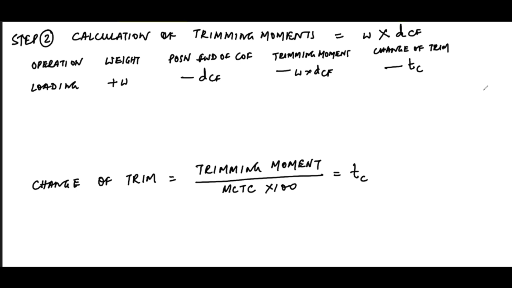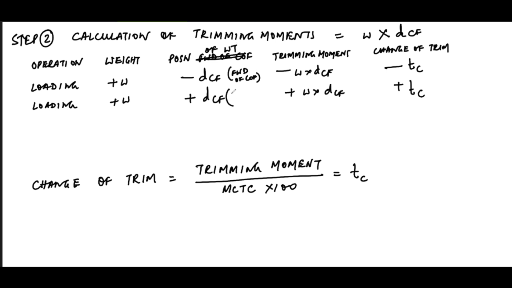How does the minus come? Now look, if I do the same thing for the forward... no, for the aft, plus W will be plus W into DCF. Therefore, my change of trim will be plus TC. Sir, this will be for aft, right? Yes, sir. So what we can do is change the position to position of COF. Here we will call it aft of COF.